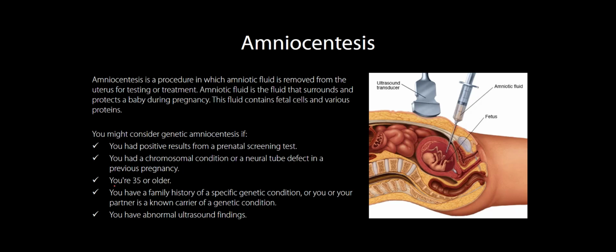And the fluid is basically what surrounds and protects the baby during pregnancy. This fluid contains fetal cells and various proteins. Think of it as a sort of broth that contains lots and lots of different biological markers and living cells. And so what they do is they take this fluid, and in addition to doing a bunch of biochemistry tests on the fluid itself, they take the cells, which are shed from the baby, and they plate them, and they grow them, and they grow them large enough and enough where they can then do a karyotype on them. Okay.